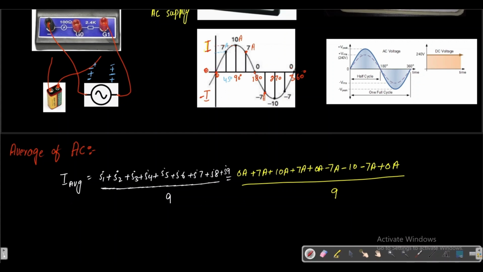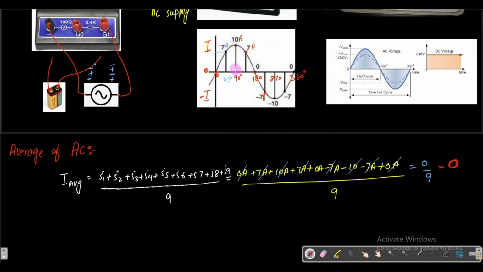Here this 0 cancels with this 0, minus 7 plus 7, plus 7 minus 7, minus 10 plus 10, and the sum is equal to 0. Divided by 9, the top is 0, so the answer will be 0. Now the average of this alternating current is 0, because of the half cycle.